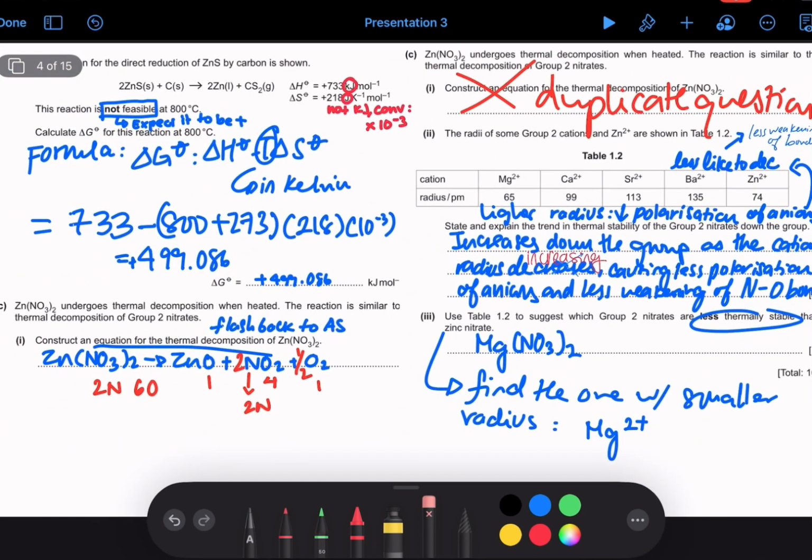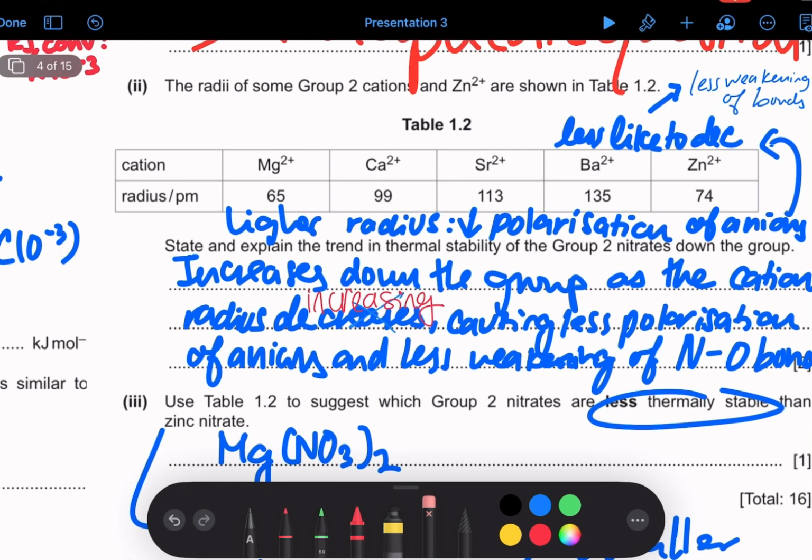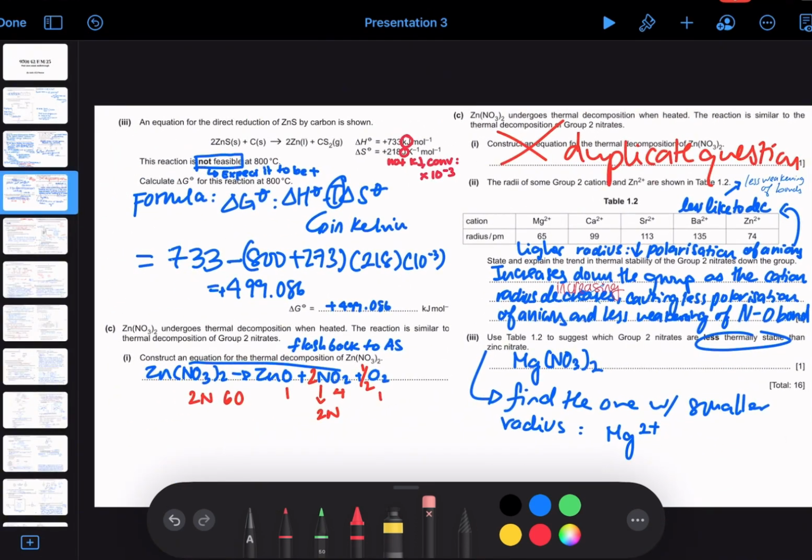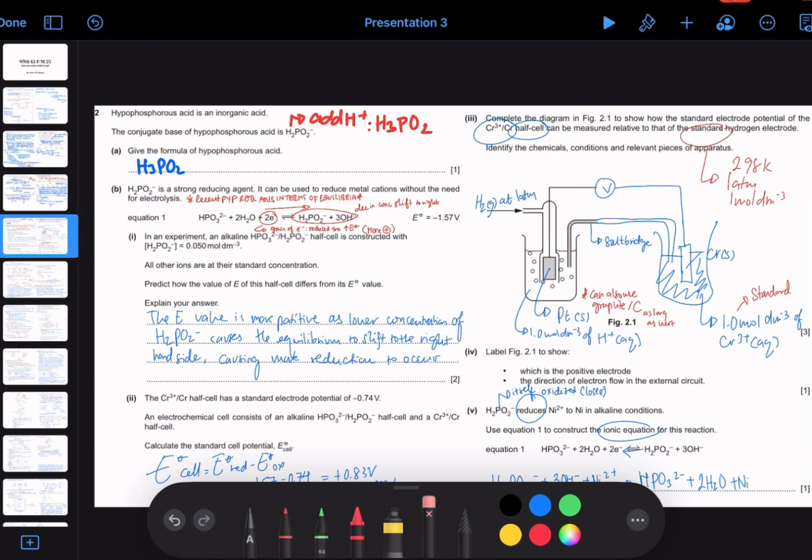For question II, use table 1.2 to suggest which group 2 nitrates are less thermally stable than zinc nitrate. So, okay, we can take a look at the radius, which one has a smaller radius. That would be your magnesium cation. So your magnesium nitrate would be the one that is less thermally stable. Again, just find the one with a smaller radius than your zinc 2 plus. Alright, next question.